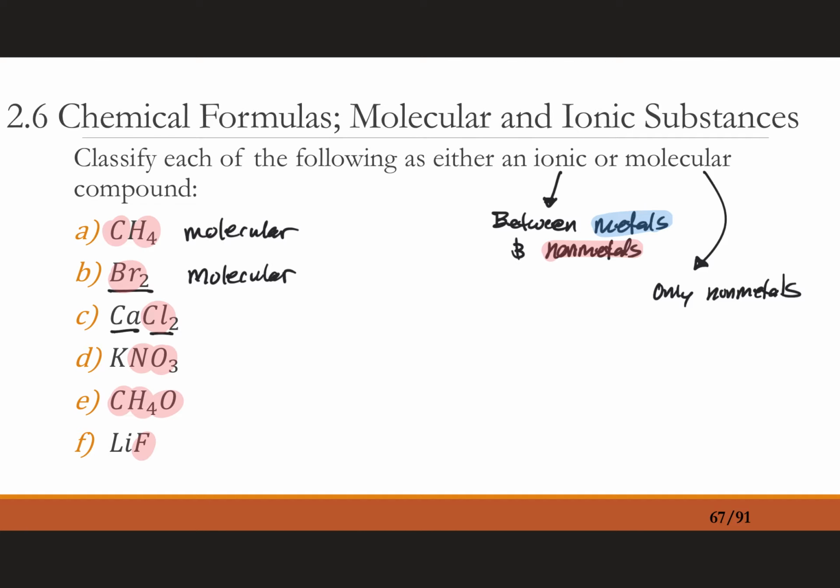That might actually help. Now you could look at a periodic table as well and figure that out. Because you have a metal and a nonmetal here, this is going to be ionic. Potassium is a metal. NO3 is a nonmetal. Both the nitrogens and the oxygens are nonmetals. So this is an ionic compound. CH4O consists of 3 nonmetals, so that's a molecular compound. And then LiF, lithium fluoride, has a metal lithium and the nonmetal fluorine, so that's an ionic compound.